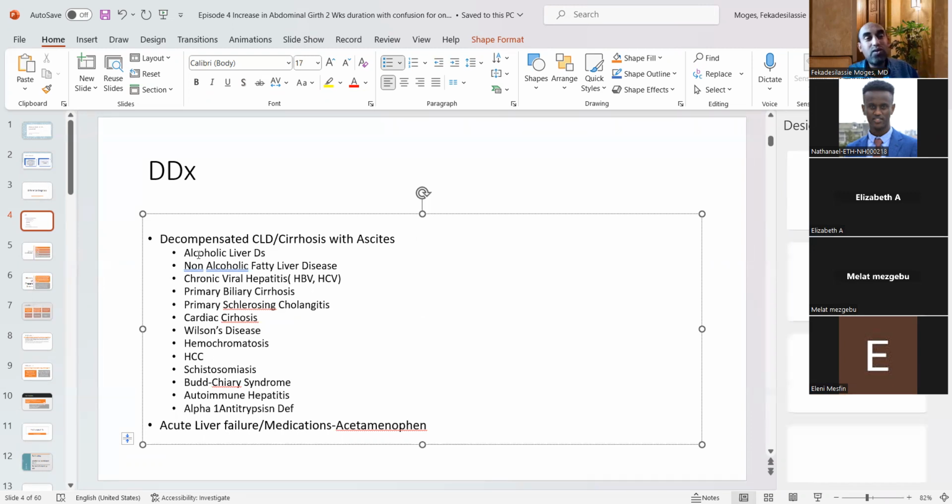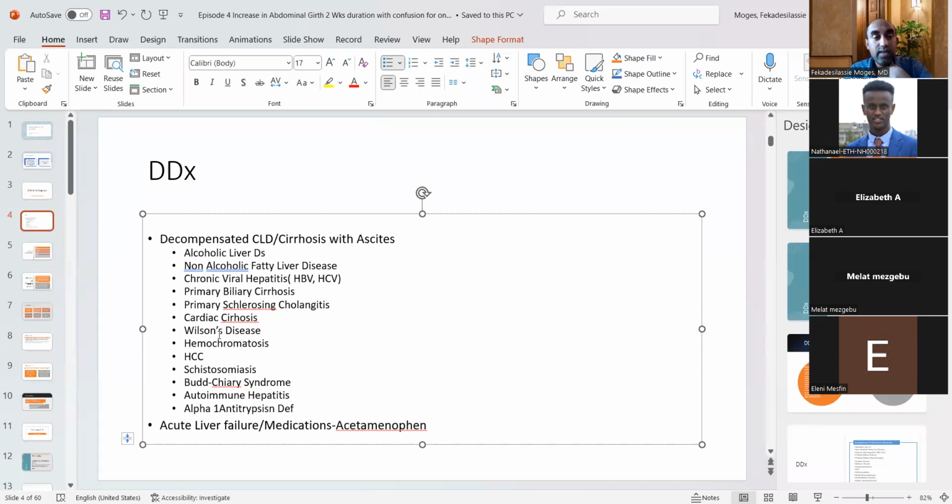So the list of causes of cirrhosis or chronic liver disease is very long, as you see. It's not even comprehensive, but at least these are some of the commonest ones. We shouldn't be wasting our time listing the rare diseases. Alcoholic liver disease is very common, non-alcoholic fatty liver disease is very common, especially in the West with obesity. Chronic viral hepatitis is very common in developing nations like Ethiopia, with hepatitis B virus and a high incidence of hepatitis C virus infections, then primary biliary cirrhosis, primary sclerosing cholangitis, cardiac cirrhosis, Wilson's.